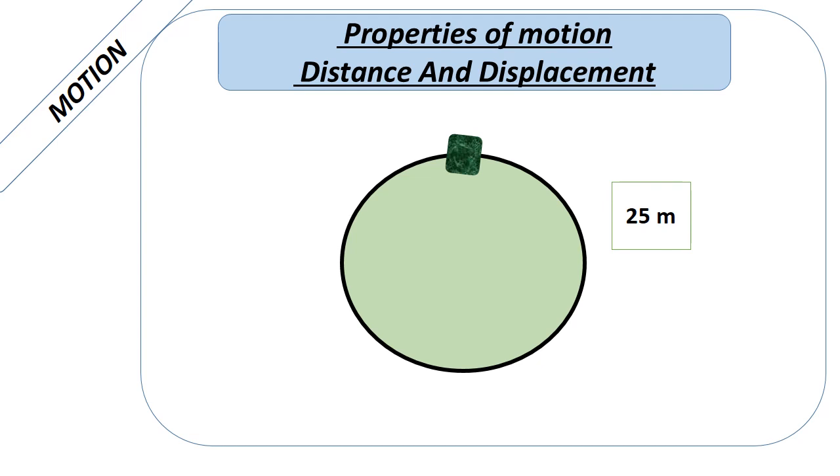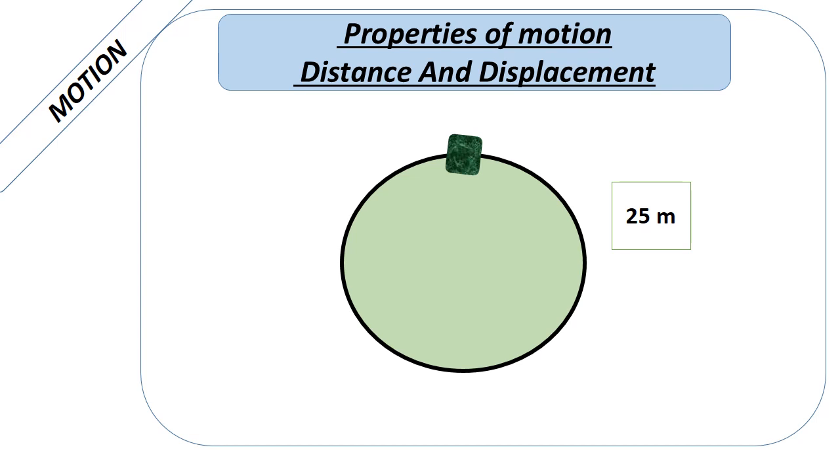Circumference means the length around the circle or around a circular path. So the question is, what is the distance and what is the displacement? Let's start with distance. The distance is just the length around the circle. It doesn't care about direction. It's just the total length it covered, which is 25 meters.